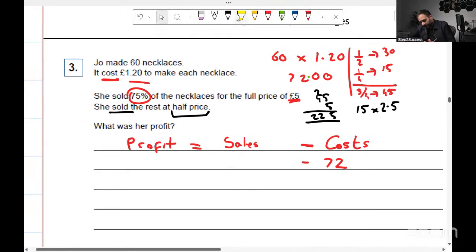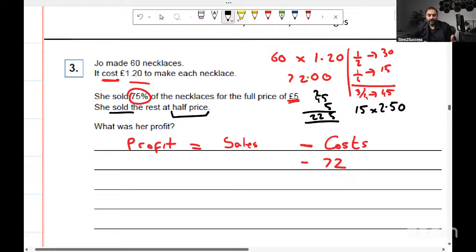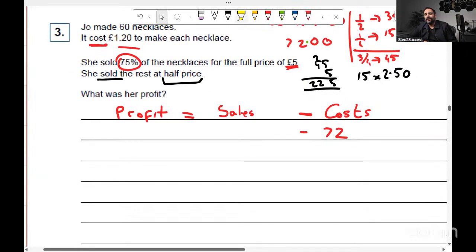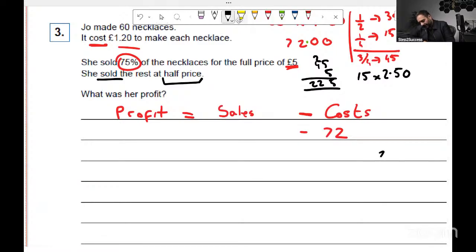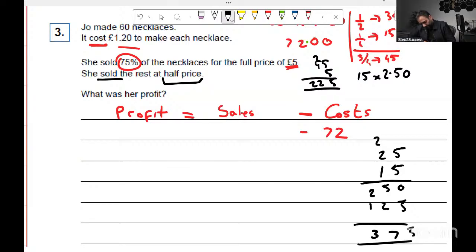Okay. So we need to figure out what 15 times £2.50 is. Again, I'm doing this without a calculator just for the sake of it. I suspect you might normally have one for this. 15 times £2.50. How would I do that? I would probably do 25 times 15 and then put a zero on later. I do it like this. I appreciate not everybody does. Okay, so 15 times 250 is 3750, but then I've got to put the decimal point back in, so it's £37.50. That's how much I've earned from selling those other 15 necklaces at half price.